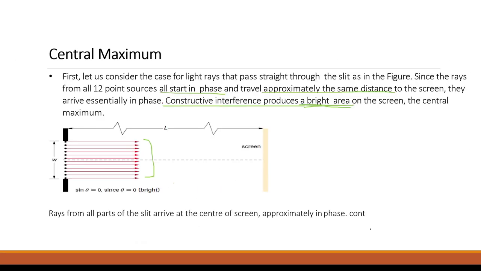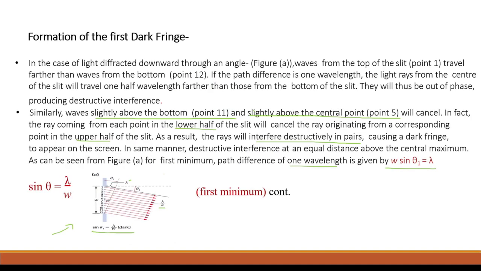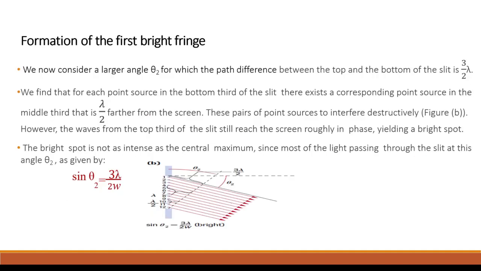So what happens if we continue to push this theta value down even more? We started with theta equals 0, and then we had a theta 1 equal to lambda over 2, or half lambda. And then what happens if we have a theta 2 and bring that value to 3 over 2 lambda? Well, we find that we have this effect of corresponding point sources, except this time we have constructive interference. We find that each point source in the bottom third of the slit has a corresponding point source in the middle third that is half a lambda farther from the screen.